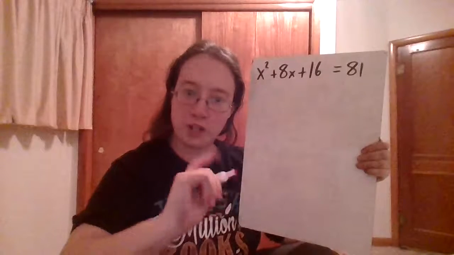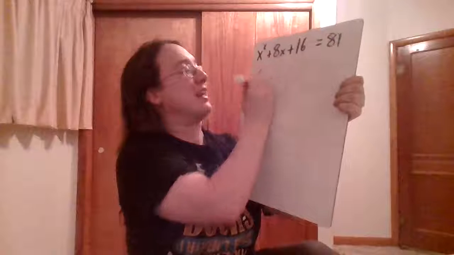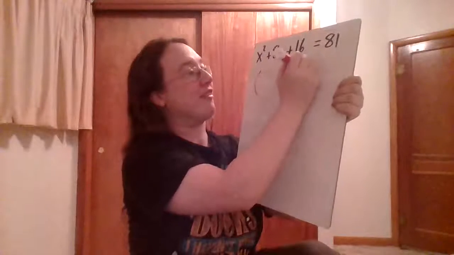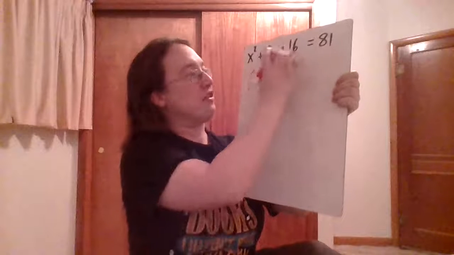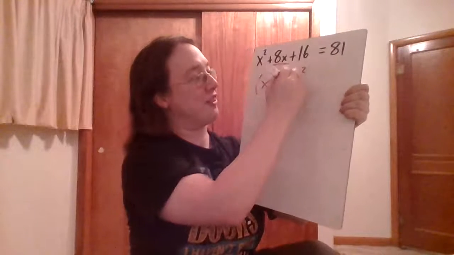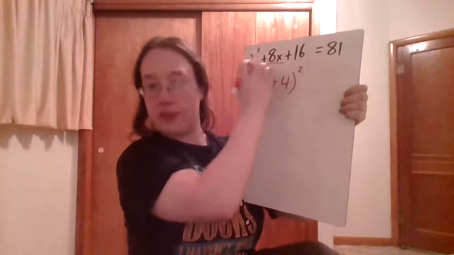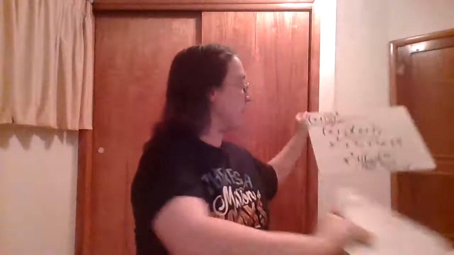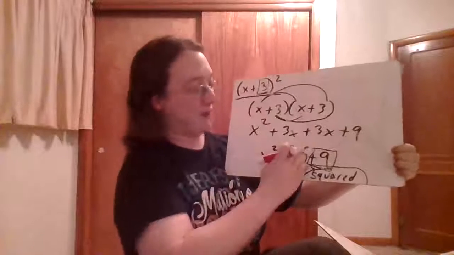The reason we want perfect squares is we can take them and turn them back into things that look like this. And this is going to be an x. This number is always going to be half of this. And if that's plus, it's plus. If it's minus, it's minus. Just like this one we were doing back here with the 3. That 3 is half of that 6.